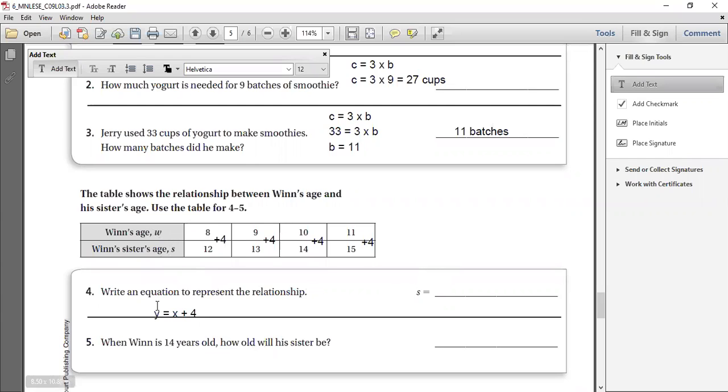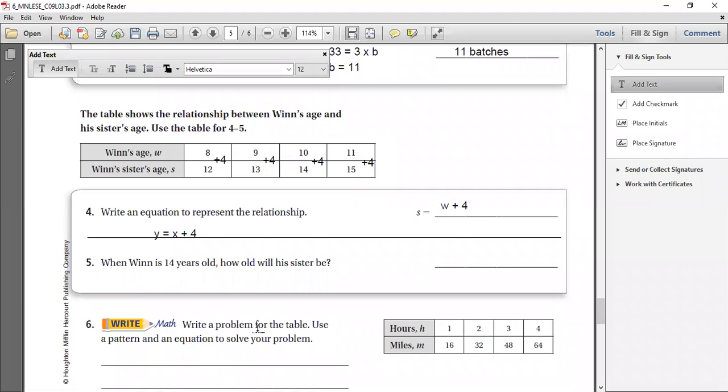You know y equals means in place of y it's S here. So S equals, what's x in place of x? What's the variable they have given you? W plus 4. So this is going to be your equation. S is equal to W plus 4.